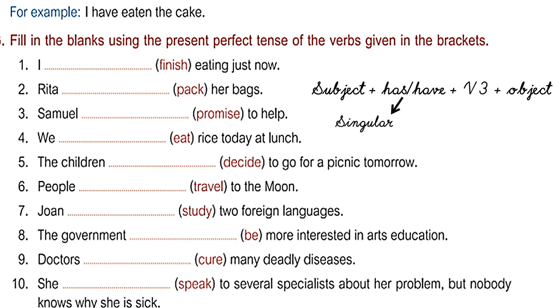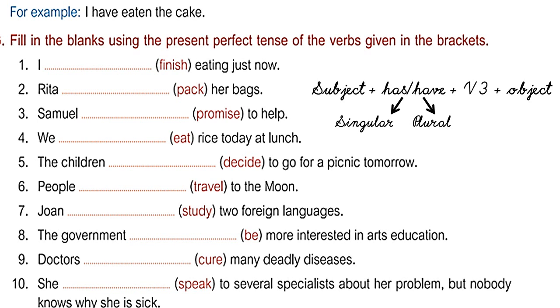Has is used for singular, have is used for plural. Let's see the first question. I dash finish eating just now. Children, first you have to see whether the subject agrees with the verb or not. Use has for singular and have for plural.